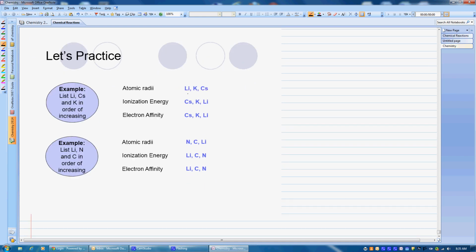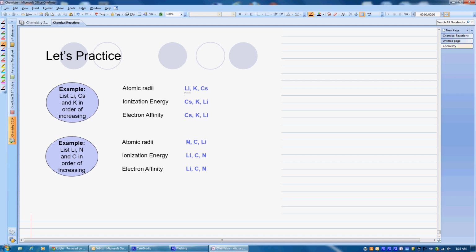Lithium is the smallest because it's the highest up on the periodic table. Cesium's the largest because it's the lowest, it has more energy levels. Smallest amount of ionization energy is the biggest, so cesium's first, and then potassium, then lithium, and electron affinity follows the same. Cesium is the biggest, so it's not going to want an electron as much as lithium.